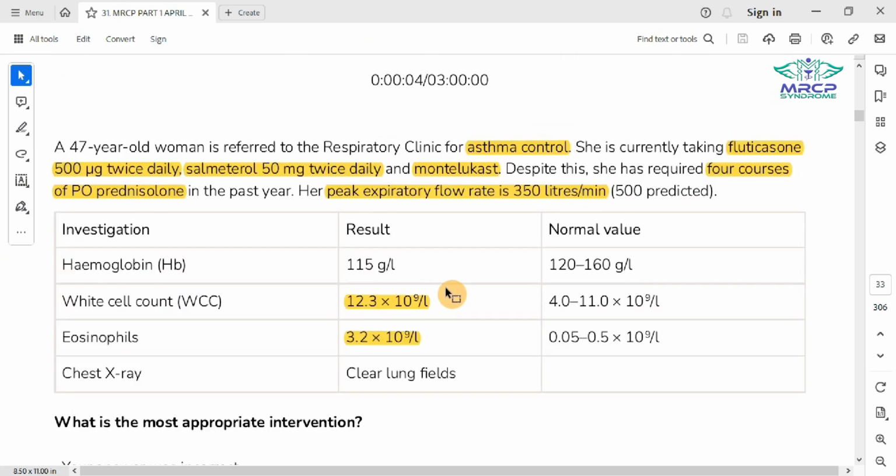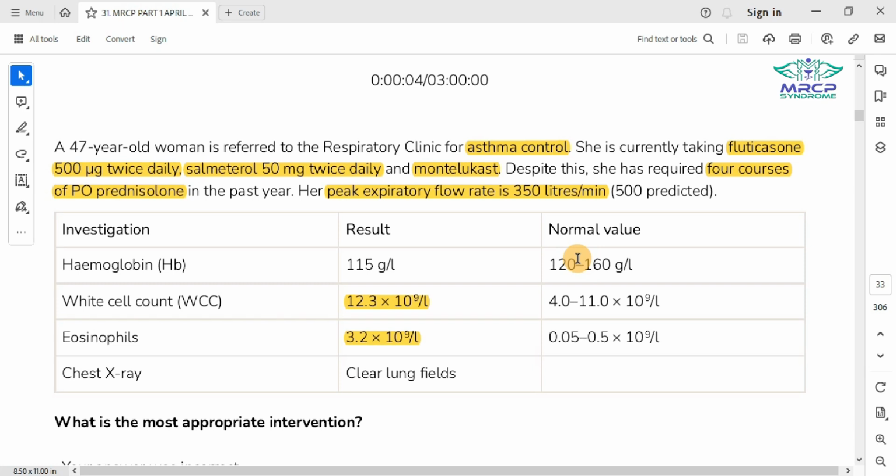A 47-year-old woman is referred to the respiratory clinic for asthma control. She is currently taking fluticasone 500 microgram twice daily, salmeterol 50 microgram twice daily, and montelukast. Despite this, she has required 4 courses of oral prednisolone in the past year. Her peak expiratory flow rate is 350 liters per minute.